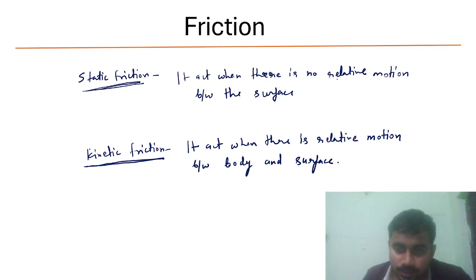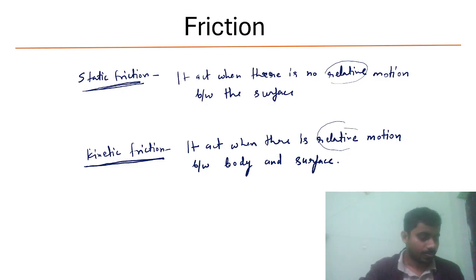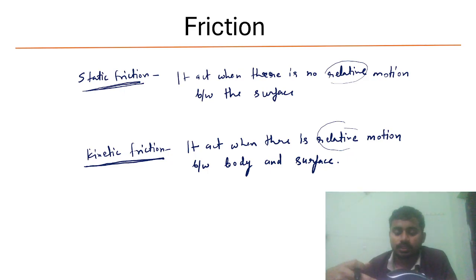Here you can see that we are saying relative motion, not just motion. Why relative motion? Let's say there are two bodies, here is one body and here is one more body. When we apply force here, this body is also moving, but relative to this surface it is not moving. In friction we always talk about the relative motion between the surfaces.